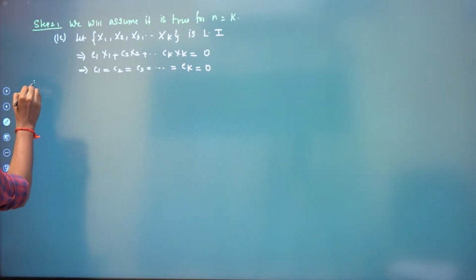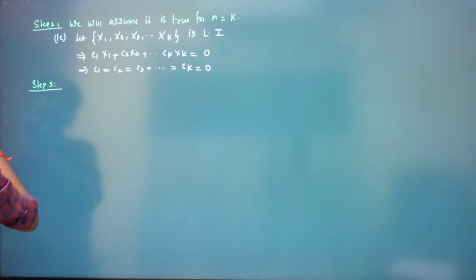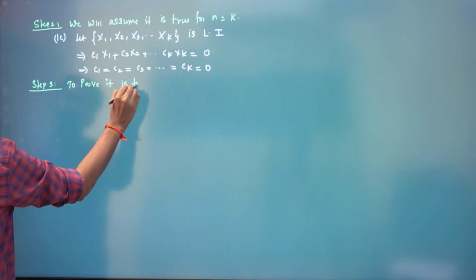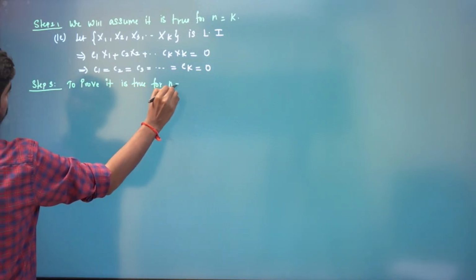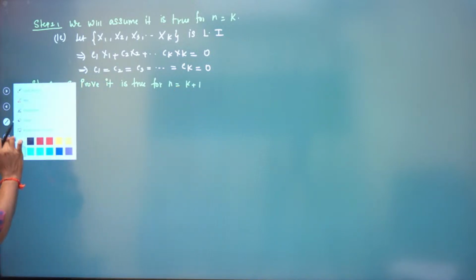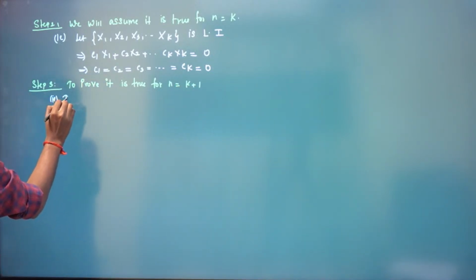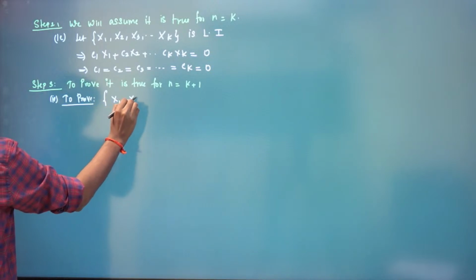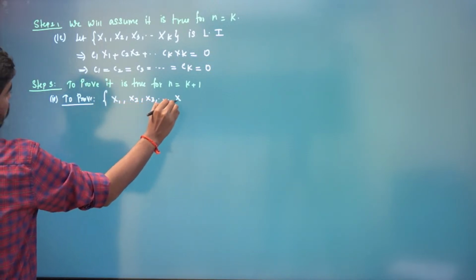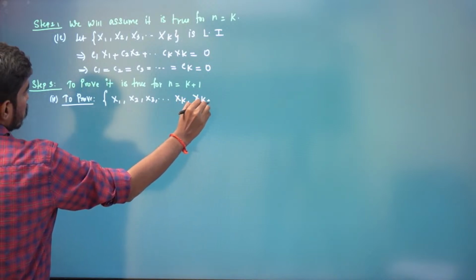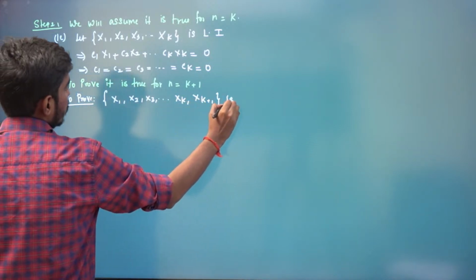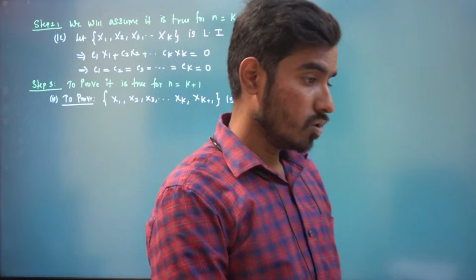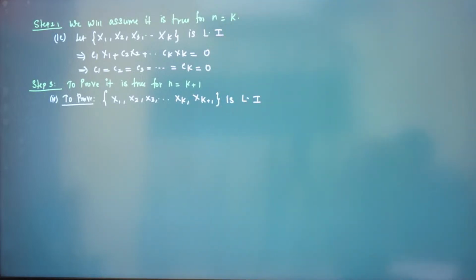Now, what is step 3? To prove it is true for n equal to k plus 1. That is to prove that the set x1, x2, x3 and so on up to xk, comma xk plus 1 is linearly independent. If I show this, then our problem is over. So we'll prove that it is true for n equal to k plus 1. Is it clear up to now?